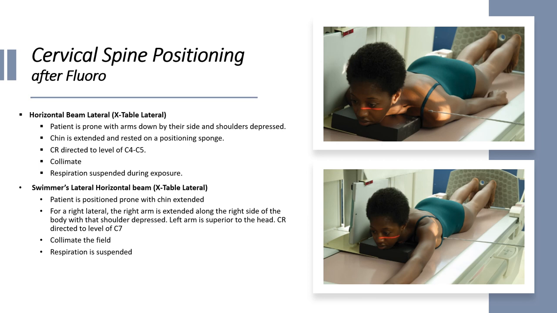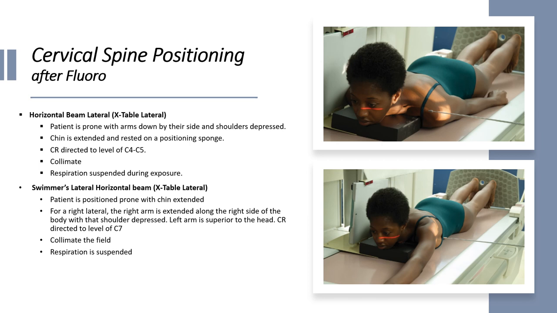Cervical spine positioning after fluoro. So your horizontal beam lateral, which is a cross table lateral. The patient is prone with the arms down by their sides and the shoulders depressed. The chin is extended and rested on the positioning sponge. CR is directed at the level of C4, C5. Collimate, and respiration should be suspended during exposure.